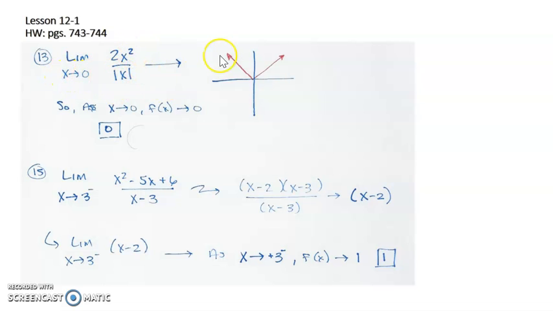All right, so 13, the limit of 2x squared over the absolute value of x as x approaches 0. Well, here's the graph of this function. So regardless of what direction you approach, as you approach 0, f of x also approaches 0.